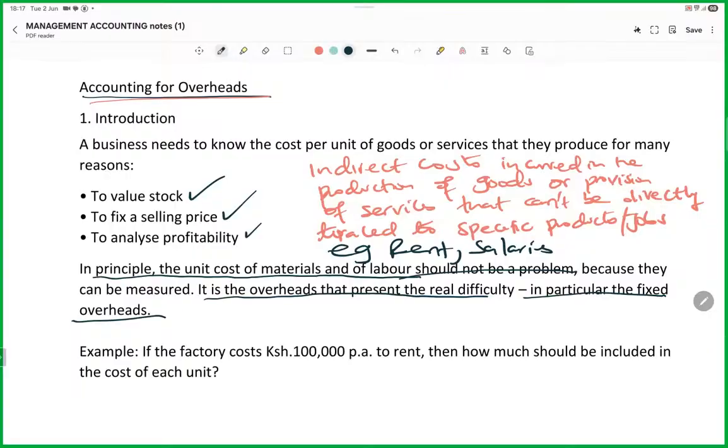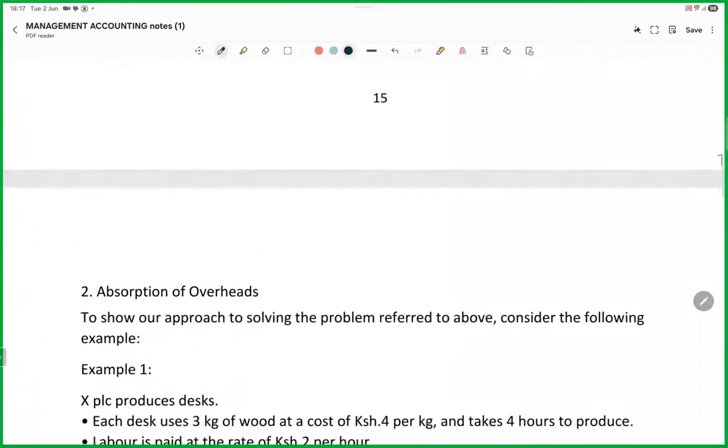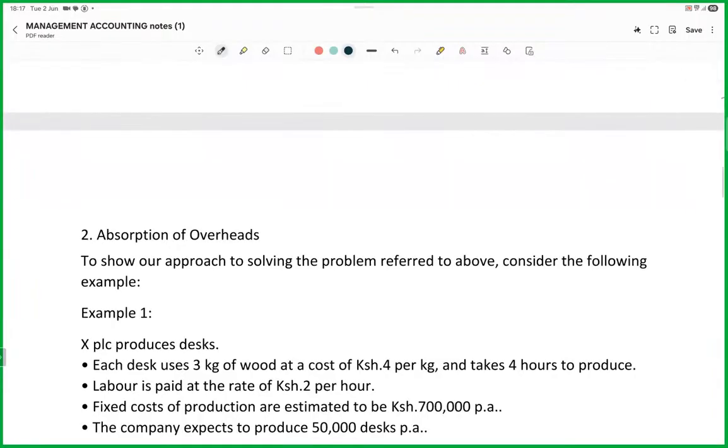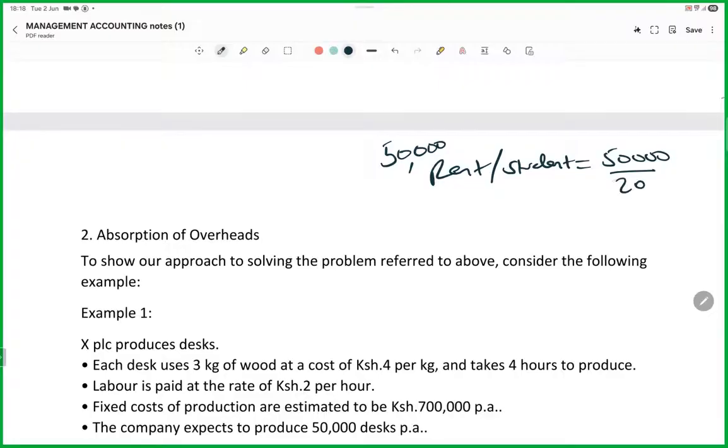So let's look at an example. If the factory costs Kenya shillings 100,000 per annum to rent, then how much should be included in the cost of each unit? So for example, if you are paying 50,000 as rent per month for this room, what will be the rent per student? You'll tell me, mwalimu, take 50,000 divided by, how many are we here, like 20? Divided by 20. But what if a new student walks in? So that figure changes. It brings complications.